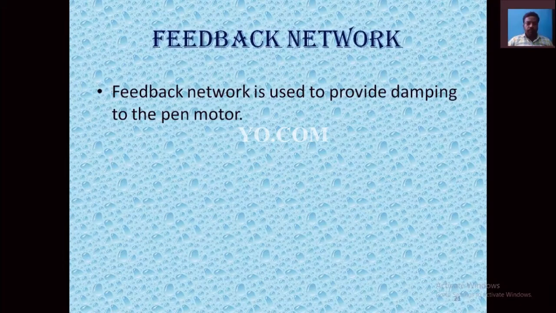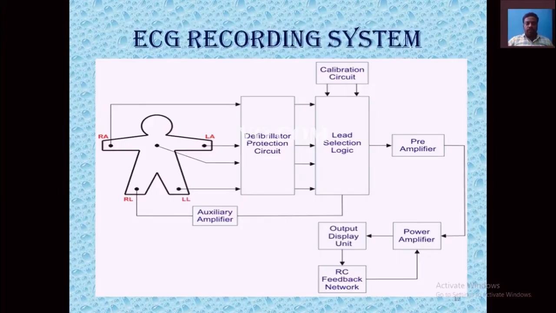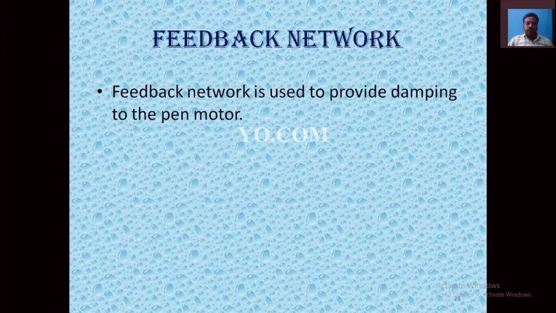Okay, right. Then feedback network. The feedback network is used to provide damping to the pen motor. See the block diagram. The feedback network is an RC feedback network, resistor capacitor feedback network. It observes the output of the display unit and provides the desired value to the power amplifier. According to the feedback value, the power amplifier drives the output device in the right path. RC feedback network is used here, so the feedback network provides damping to the pen motor.